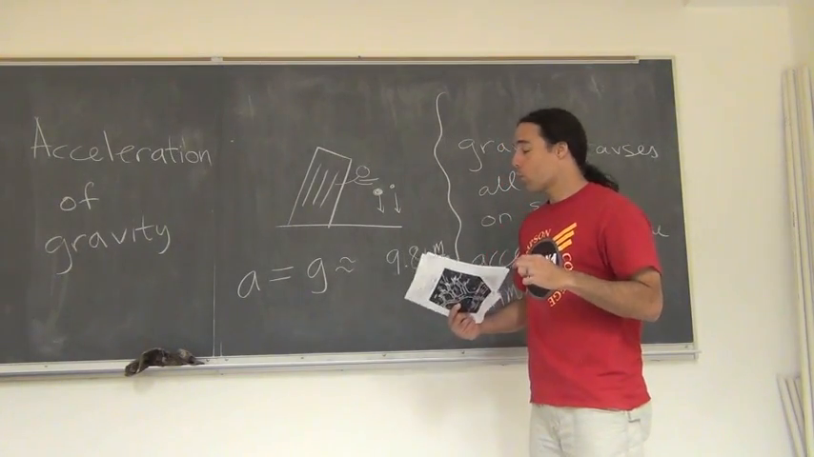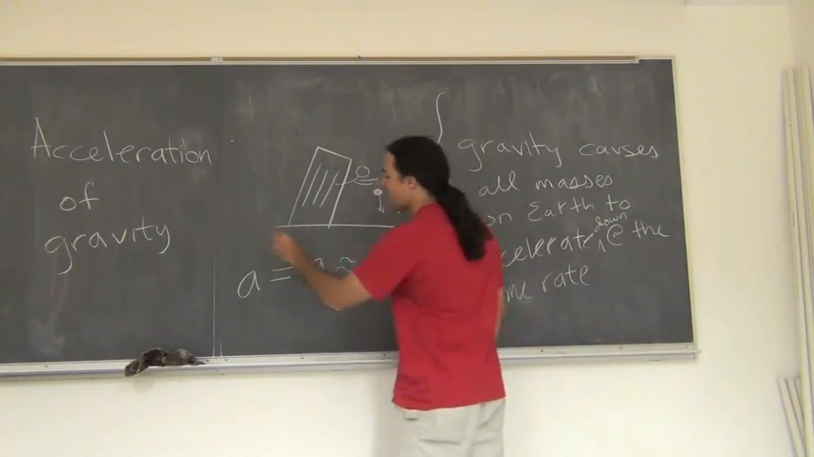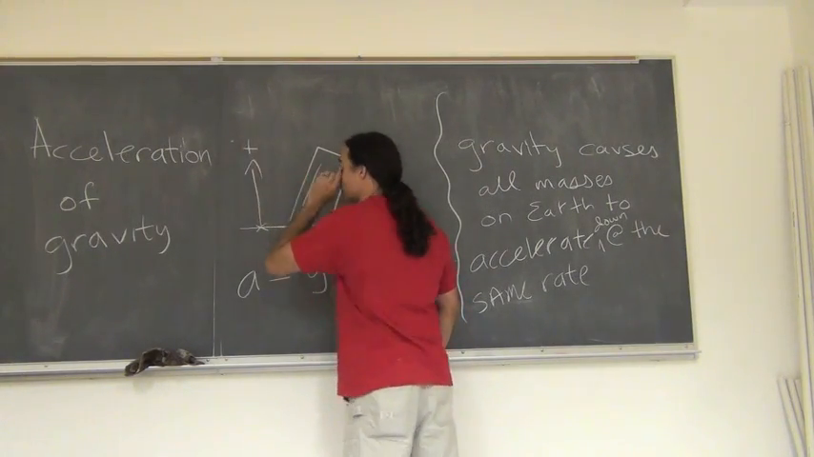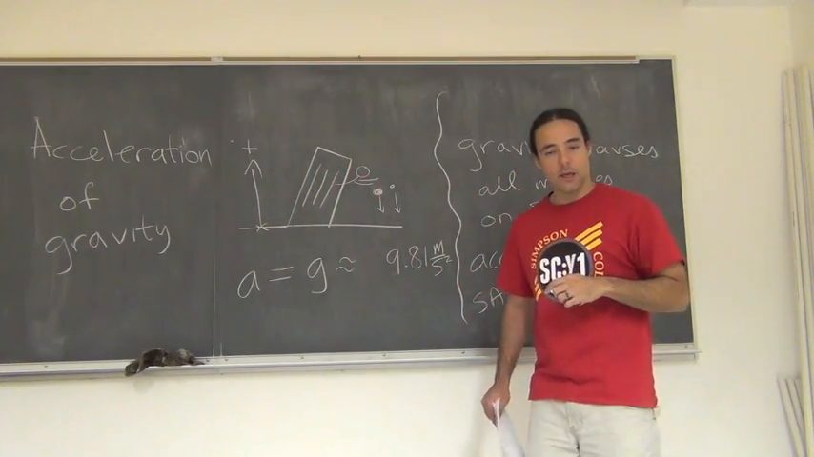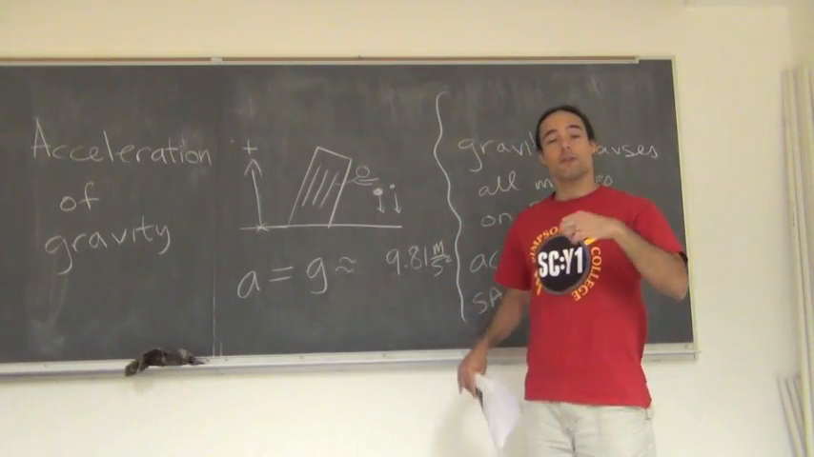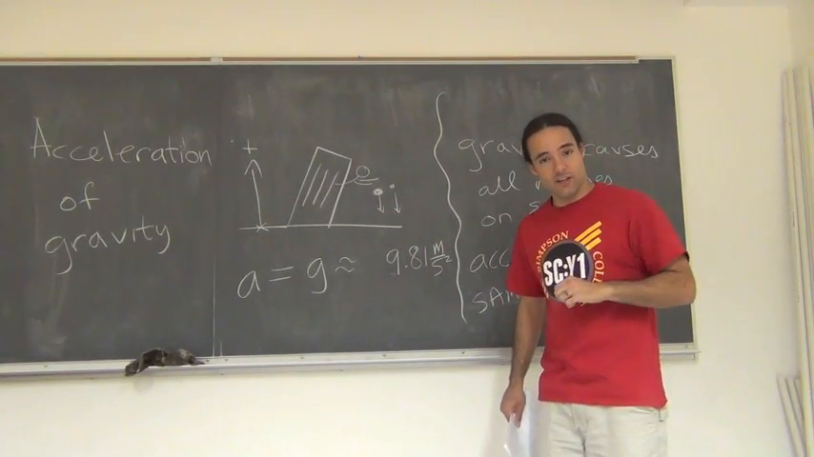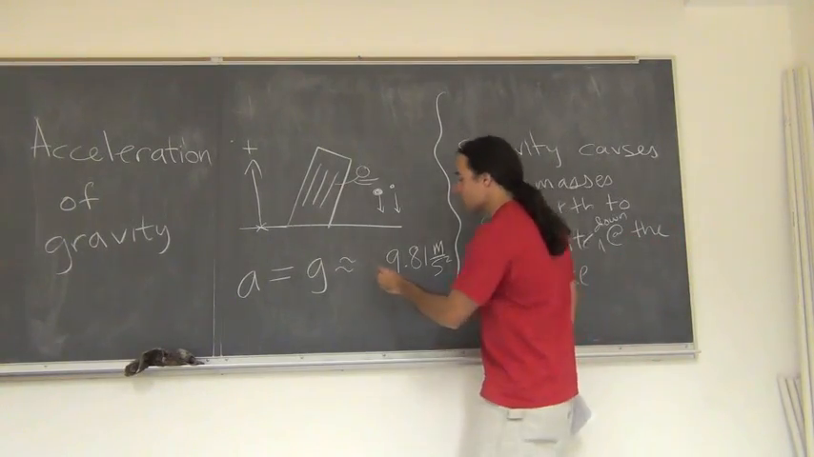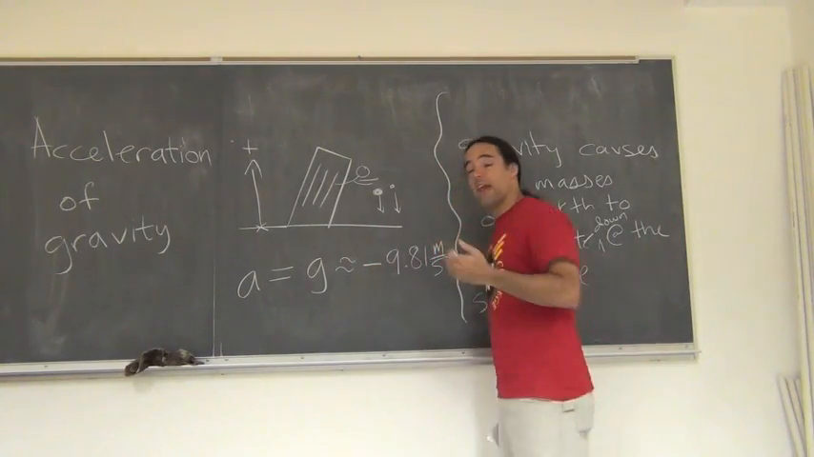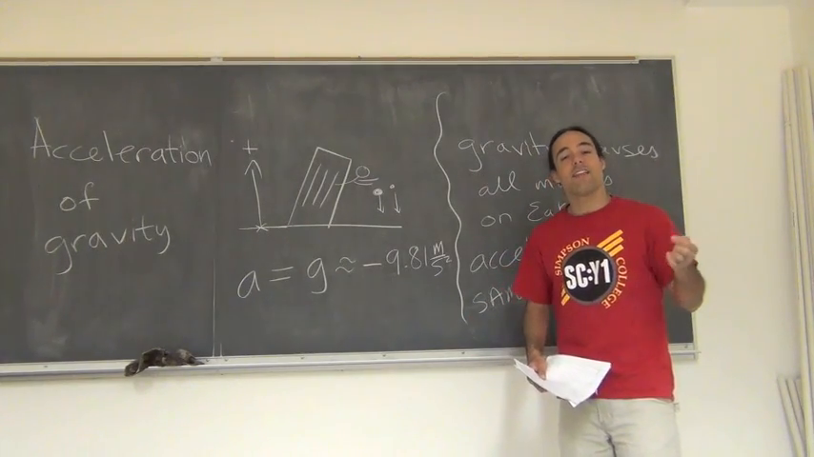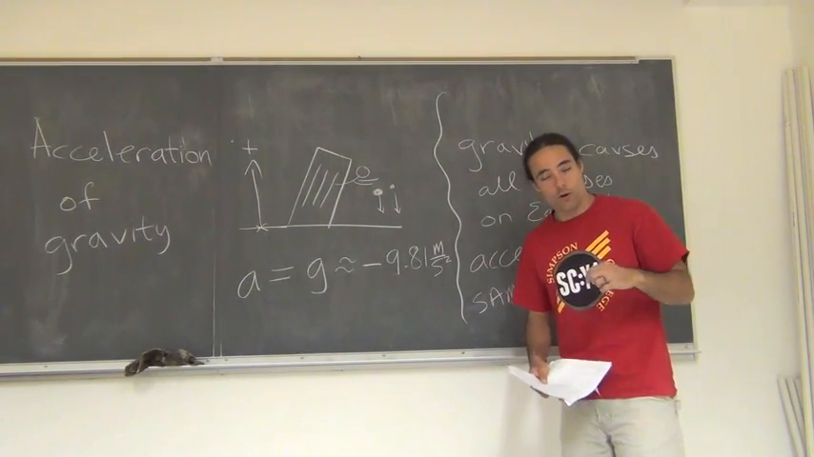Now, by convention, we usually define up as the positive direction. So we'd say up is positive, down is negative. And since we're accelerating down, our speed is increasing in the negative direction. Sometimes you will see this written with a negative sign. So you want to make sure that the sign expresses the fact that the acceleration is down toward the Earth.